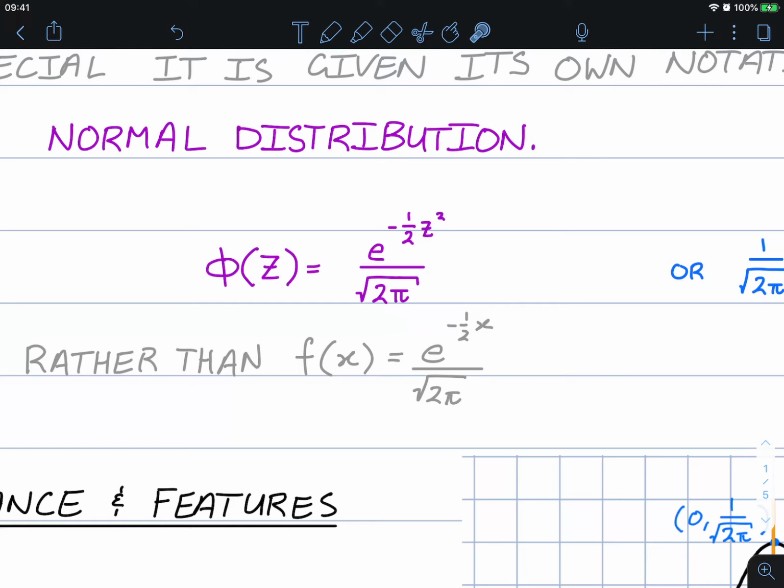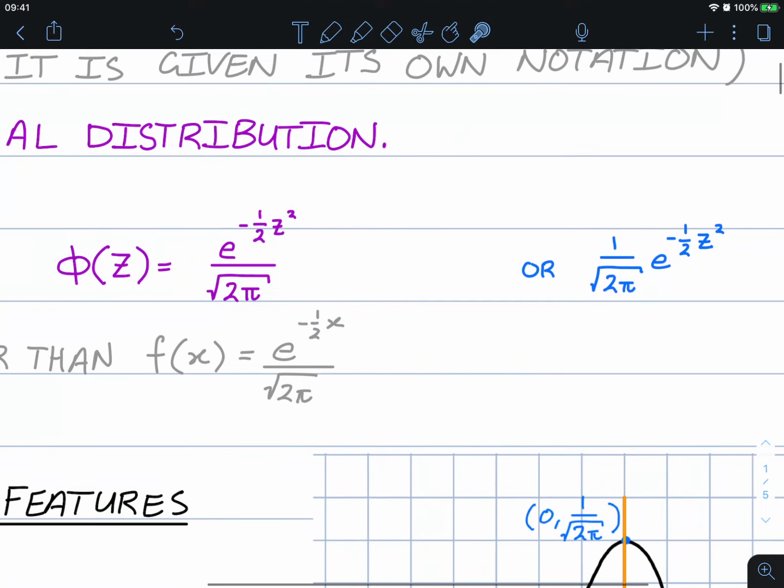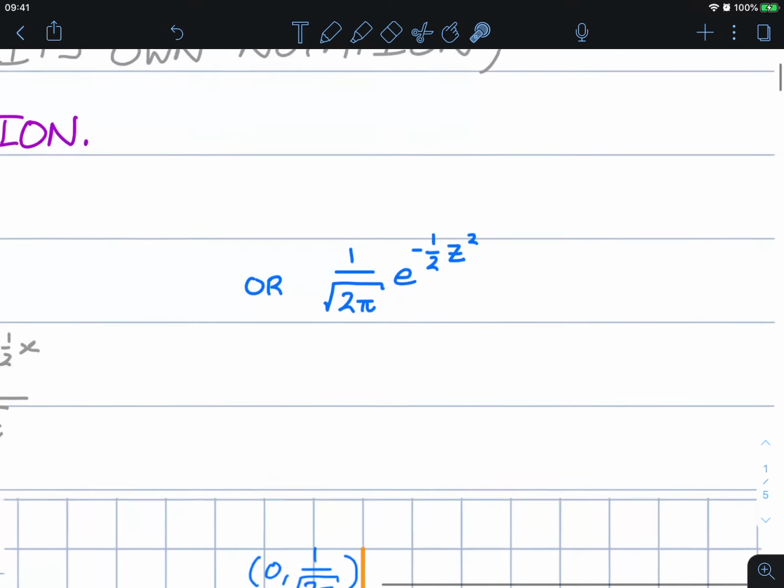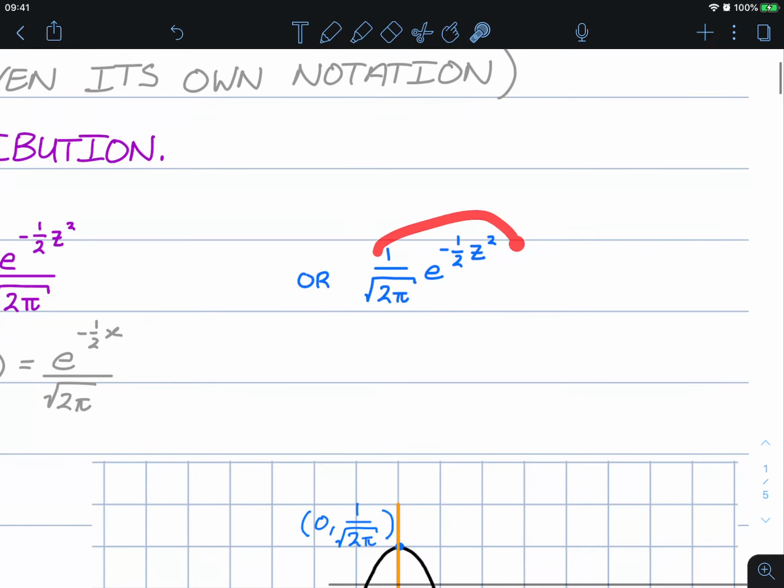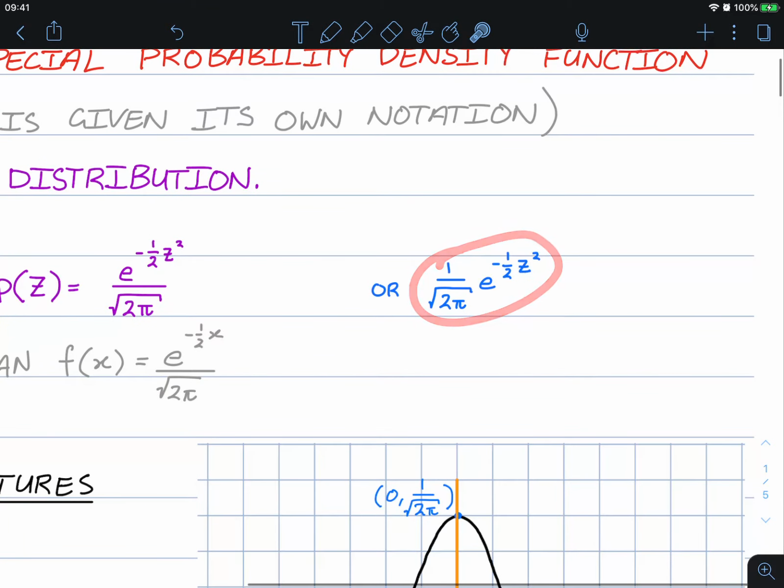It's given the notation phi of z is equal to e to the power of negative half z squared, all over square root 2 pi. Another way you can write it, I prefer it this way myself, is 1 on square root 2 pi times e to the power of negative half z squared.